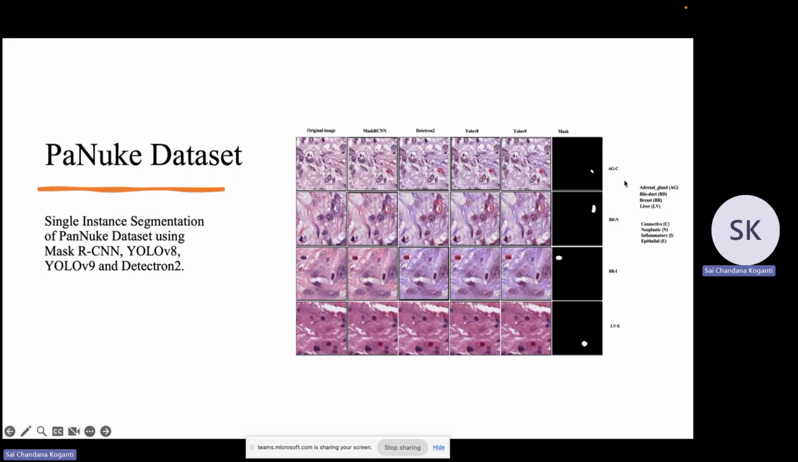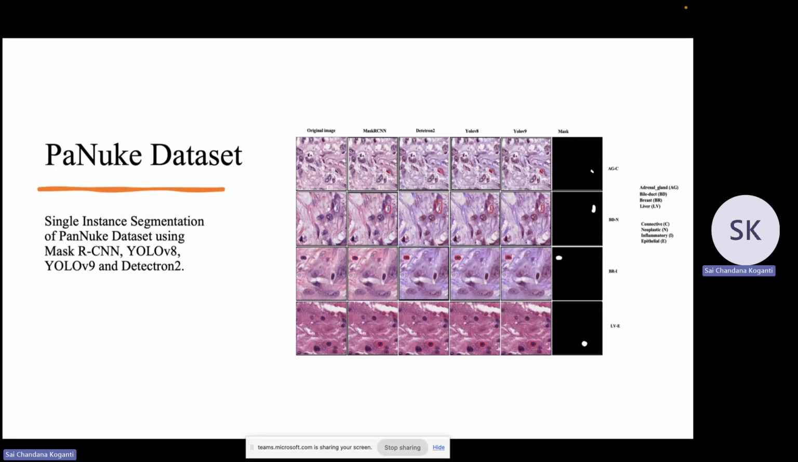AG is the tissue type, and C is the cell type. So in adrenal gland, connective cell type, this is the original mask, and these are the predicted masks. Here AG, BD, BR, LF, LBR are the labeled tissue types. C, N, I, E are cell types. So this is all about the explanation of single instance segmentation.